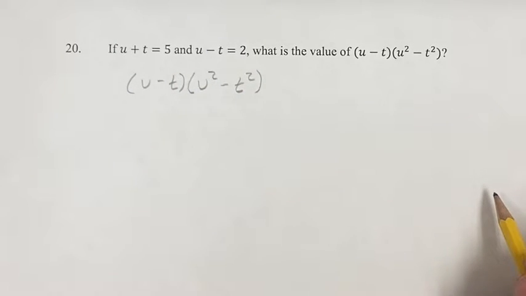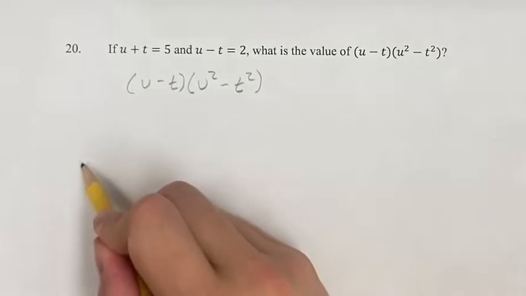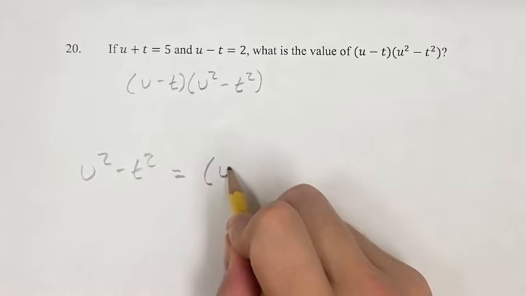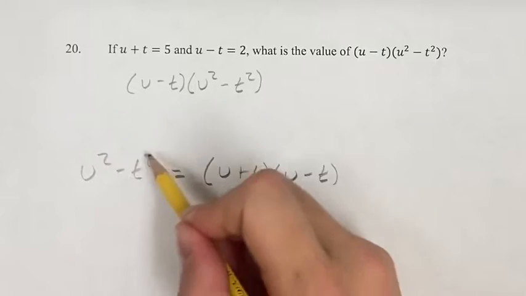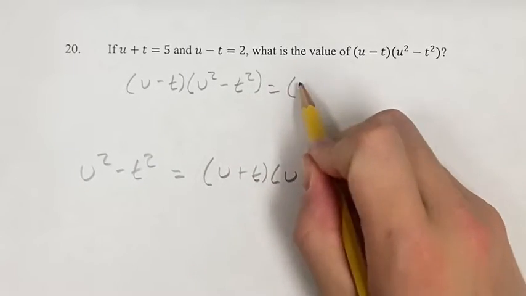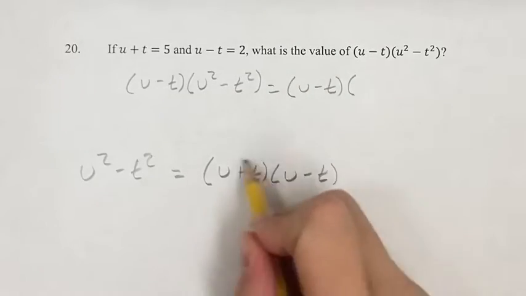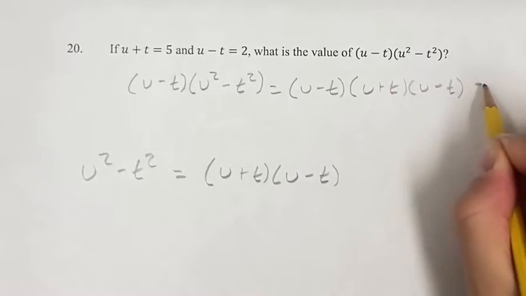So the first thing to notice with this problem is that we have a difference of two squares right here. We have u squared minus t squared. You have to recognize this pattern and know that this is equal to u plus t times u minus t. The things that are being squared, you add them together and then you subtract them, and then you have an equivalent expression. So this is equal to u minus t times these two things right here, u plus t times u minus t. Why did we do that?